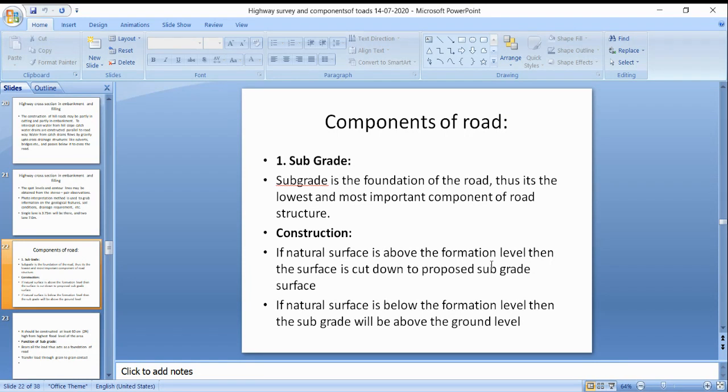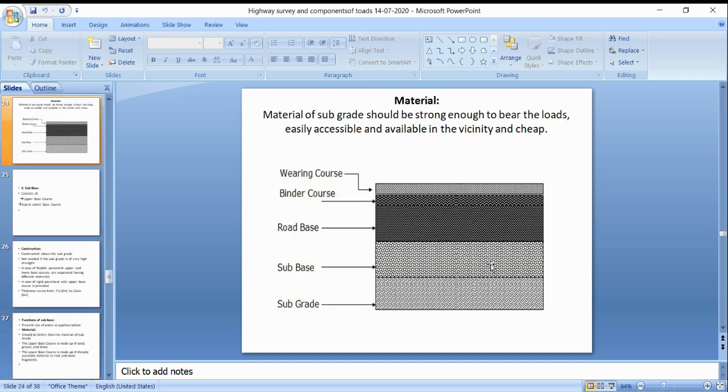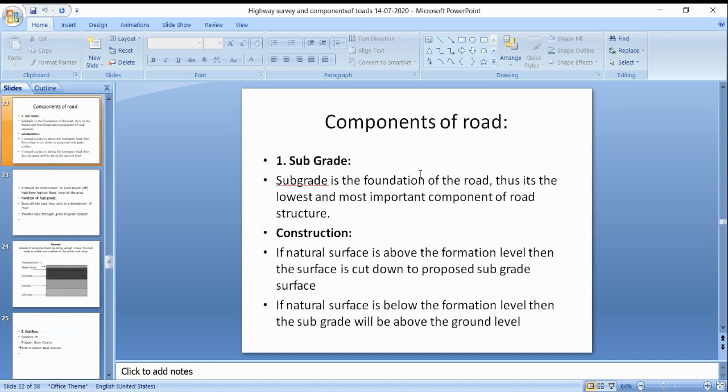Next comes the component parts of a road. Here we are seeing the first one is the subgrade. This is the subgrade and subbase, and here the road base, the binding materials and the bearing course. All together we have seen five different core layers.